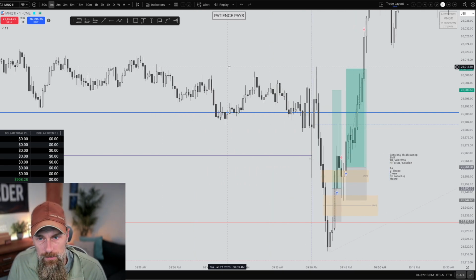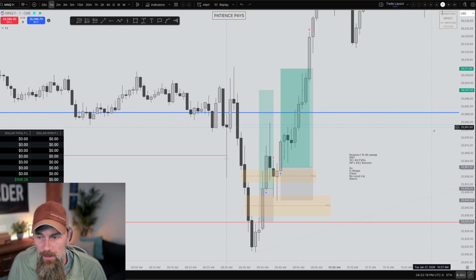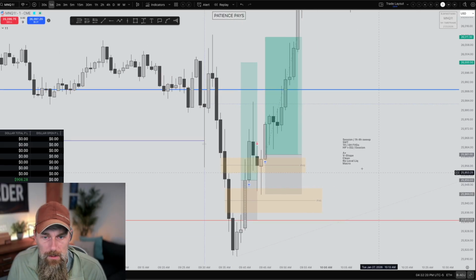We had all of these relative equal highs sitting up in here. We also had midnight open right there. So there were a lot of targets to justify going long here.